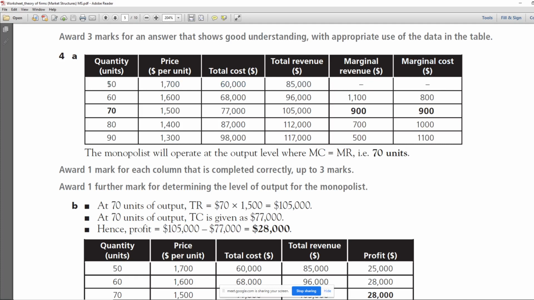And when you go to the second one, when you're trying to look at marginal revenue and cost, you just have to look at this, right? So the difference.